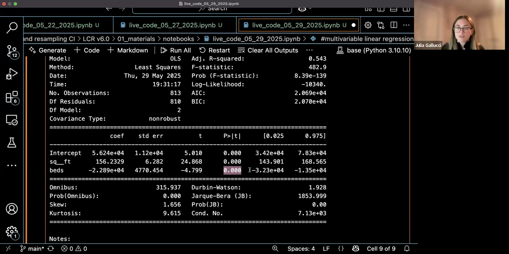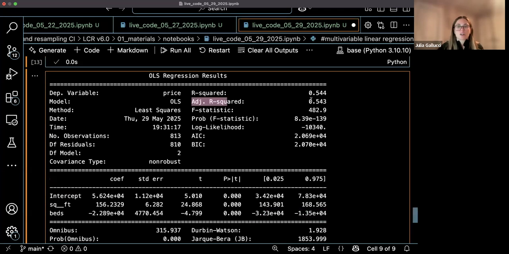And the confidence intervals here are shown as well, meaning that for number of bedrooms the true value lies somewhere between this lower bound and this upper bound. Okay, and we also have the adjusted R-squared. So when we have more than one predictor variable, we look at the adjusted R-squared rather than the R-squared. And this is saying that there's 54.3% of variance in house price explained by these predictors.